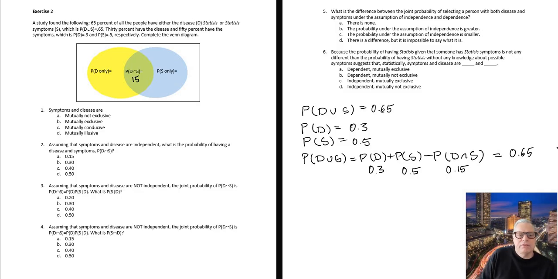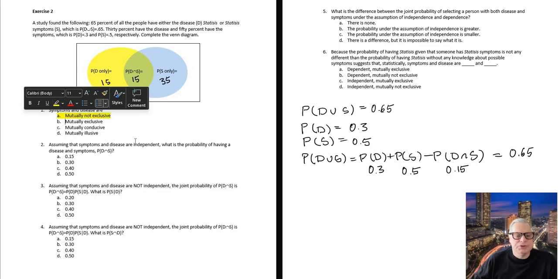Okay, so here we have 15. That means here we have another 15. And here we have 35. Okay, symptoms and disease are mutually not exclusive? No, you can have them both at the same time. So they are not mutually exclusive.